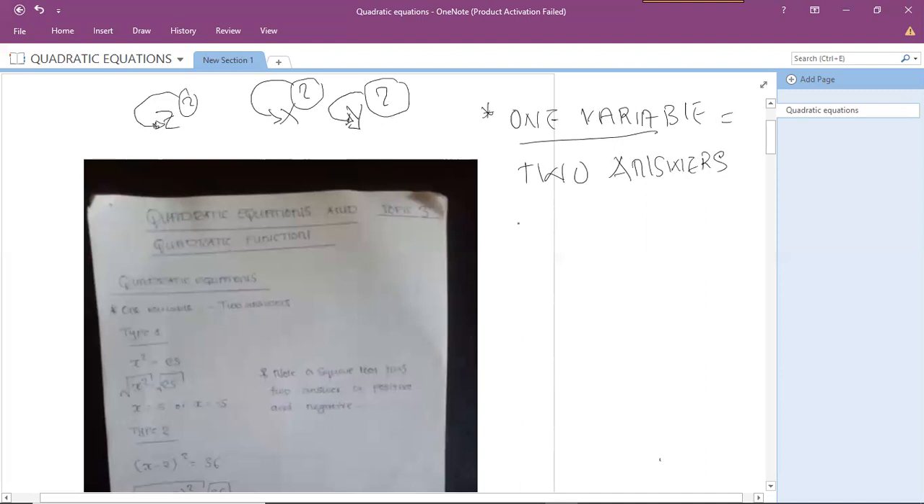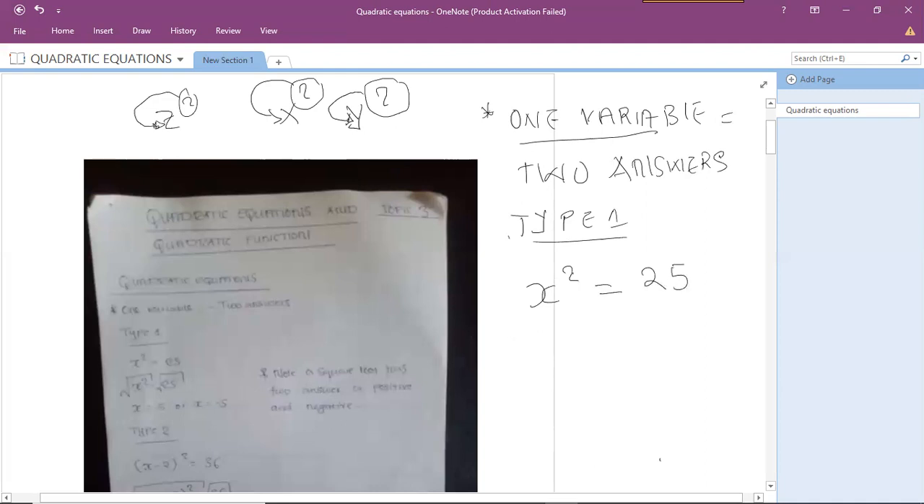So let's start off with type 1 of quadratic equations. So type 1, it's in the form of, if you see a question like this saying x squared is equal to 25, and then they say solve for x.